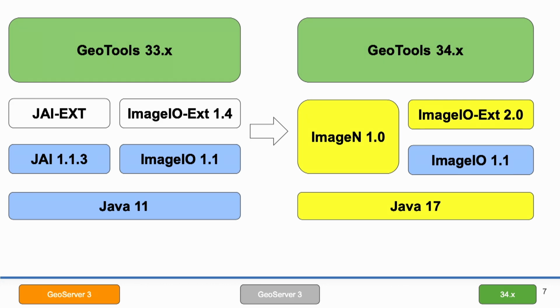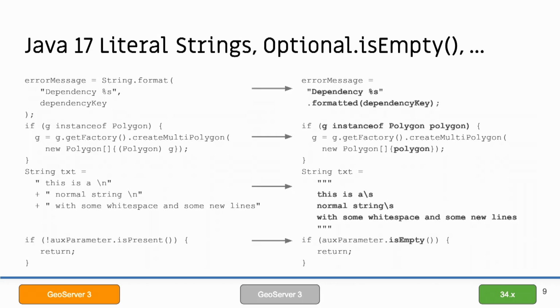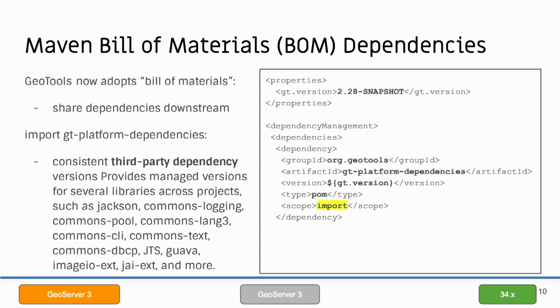For GeoTools 34, we've actually updated our image processing engine to ImageN, which is no surprise if you were here a few minutes ago. That also involved updating our version of Java to Java 17, and our image.io, the library, the one that does a lot of the geospatial formats also. Part of the update to Java 17, we're able to make use of some of the new Java 17 features that makes the code look a little bit more pretty. And we've been having a good time keeping our library up to date.